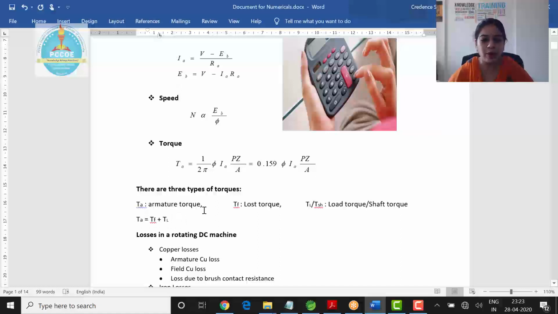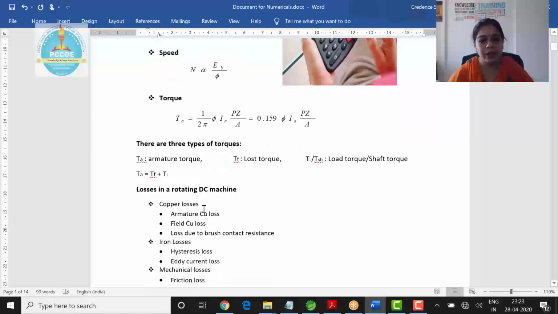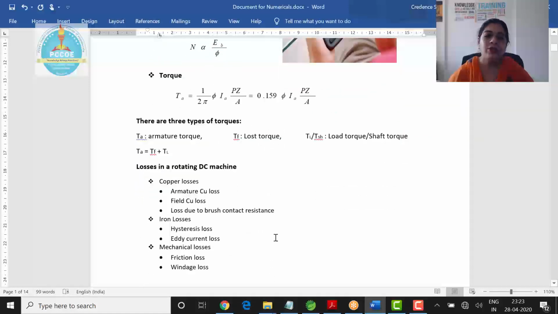So these are the main formulae related to the torque and speed. Then the efficiency we need to calculate sometimes. Before going to the efficiency, we should know what the losses in the motor are. Losses in the DC machines are copper losses, iron losses and mechanical losses.